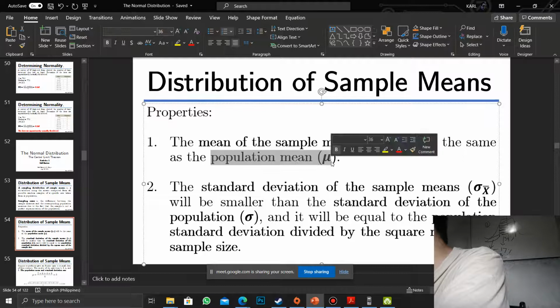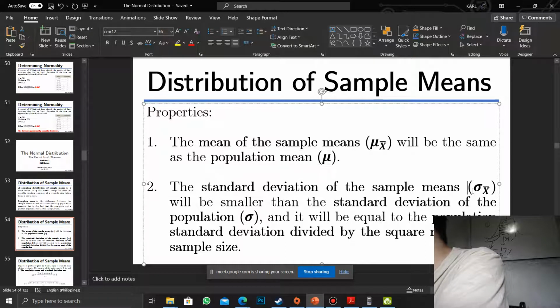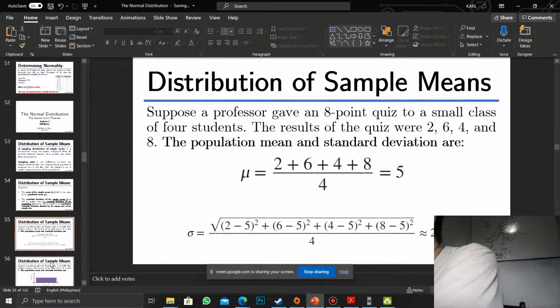Importante yan. Next, the standard deviation of the sample means, hindi siya standard deviation ng sample, guys, ha? Standard deviation ng sample means, ha? As in, yung means ng mga sample natin will be smaller than the standard deviation of the population. No? You will see later what this means. Sabihin natin may professor, nagbigay siya ng 8 points quiz to a small class of 4 students. Yung mga result ng quiz ay 2, 6, 4, and 8.